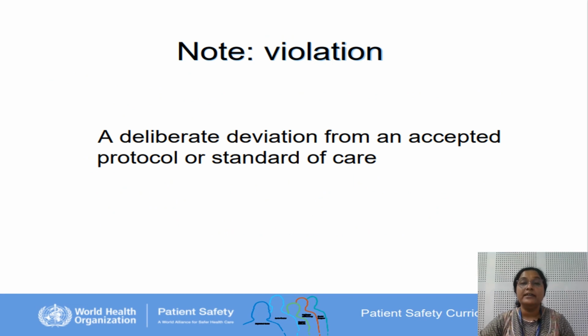Remember, violation is a deliberate deviation from standard protocols and procedures. For example, not performing hand hygiene between examining patients. We have earlier seen the three types of violations: routine violations, which are minor and more tolerated ones, optimizing violations due to recklessness of staff, and necessary violations, usually due to organizational failures such as lack of adequate supplies.